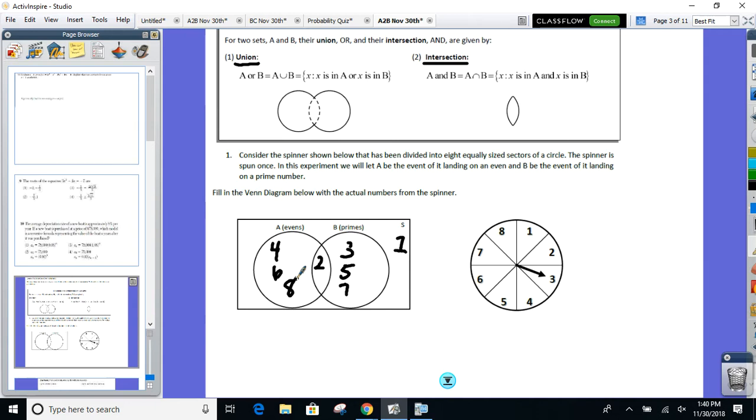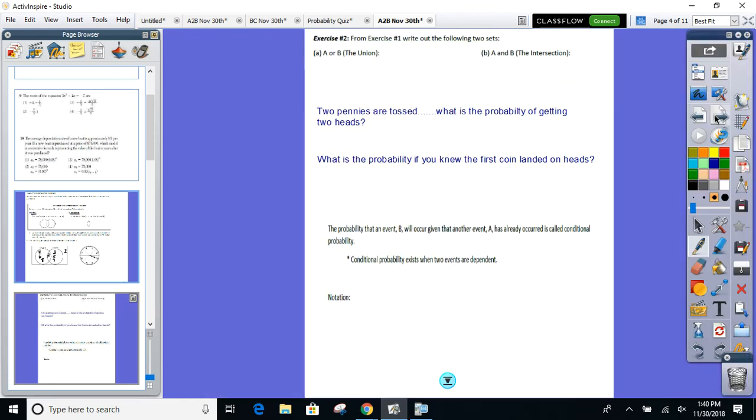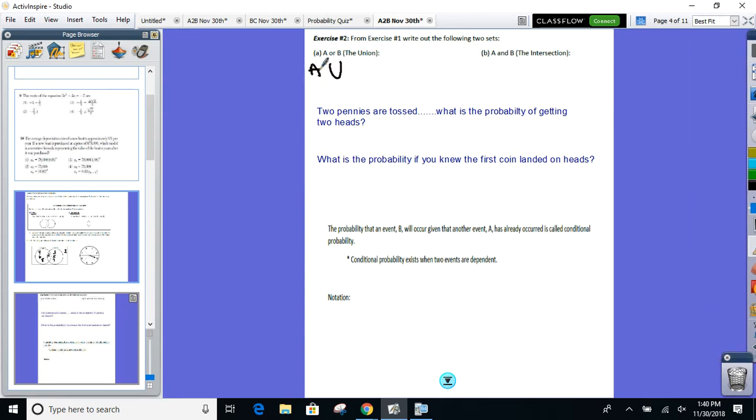Now from this, I want the union and the intersection. What numbers would I put in the union? What numbers would I put in the intersection? Before we do that, let's get used to some symbols here. For union, it's going to be a U. U for union. So tell me, looking at your Venn diagram, give me numbers that are in A or B, but not both.